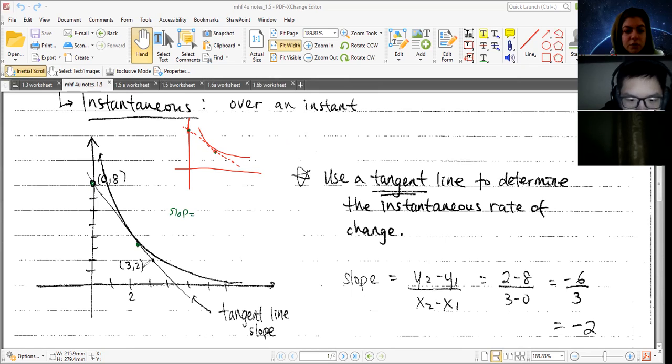That'll be Y2 minus Y1, right? 2 minus 8 divided by 3 minus 0. This gives me negative 6 over 3. So the slope is negative 2, which means the instantaneous rate of change at point 3 and 2 is negative 2, meaning the slope of this line is negative 2.